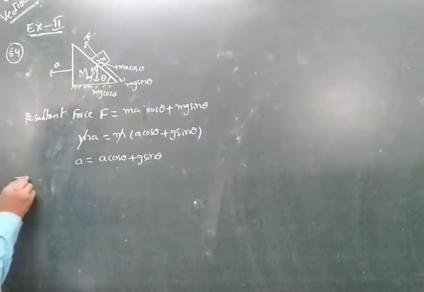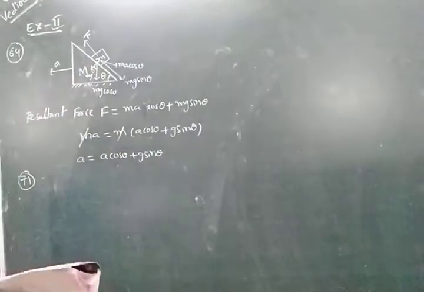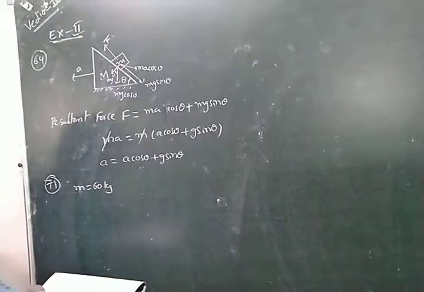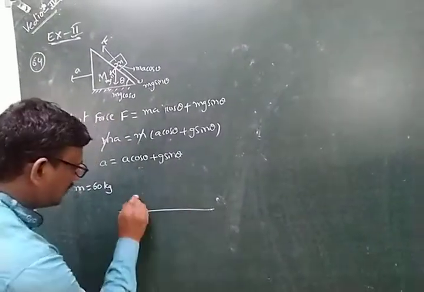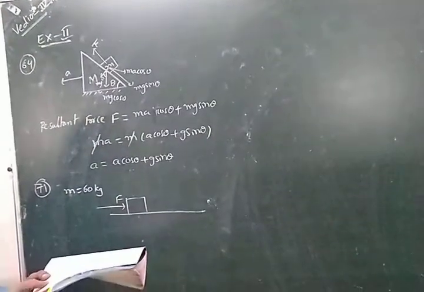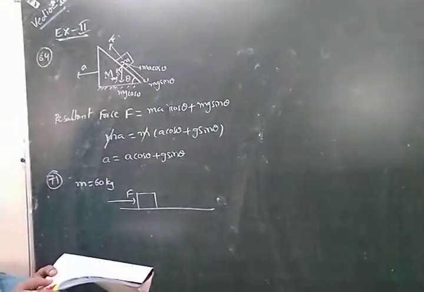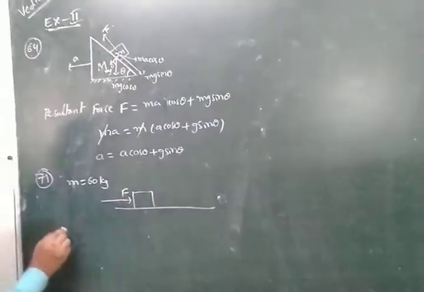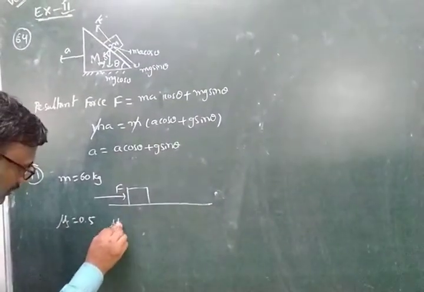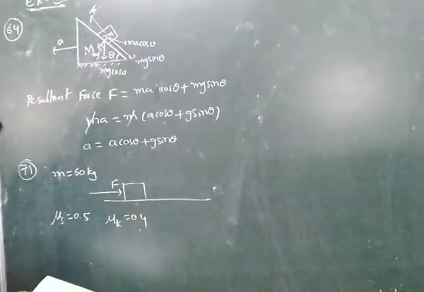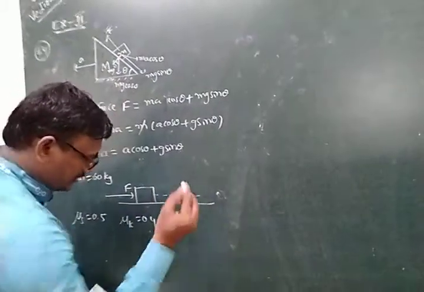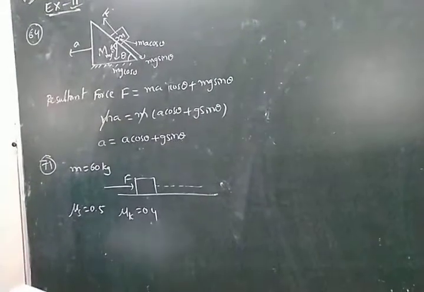Next, question number 71. A body of mass m is equal to 60 kg is pushed up. See, this is the body and this is the pushing force F. Just with the force it starts to move on the rough surface with mu s equal to 0.5 and mu k equal to 0.4, and the force continues, moving in this direction. What is the acceleration of the body?